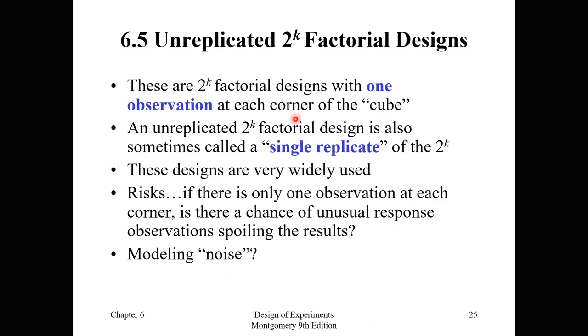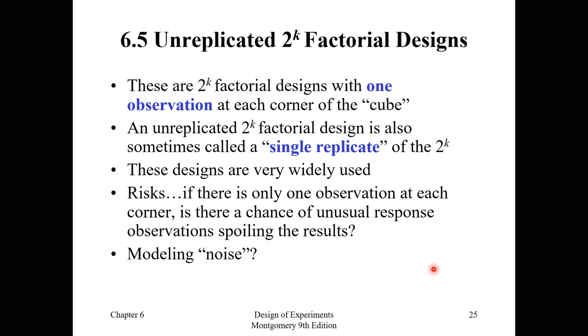Now, when 2^K designs are unreplicated, this creates a bit of an issue. That said, it's kind of nice because you just have one observation in each area. So there's no real error term, and it's tough to model noise. This is where those PP plots can come in. But this can be a really interesting design. If you're interested, I highly recommend checking out the textbook.